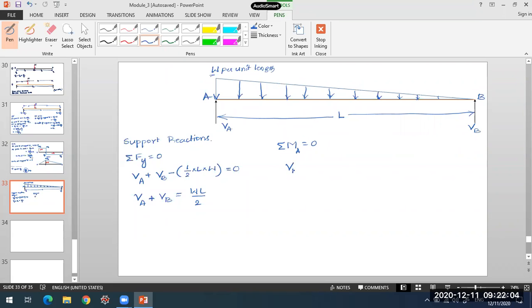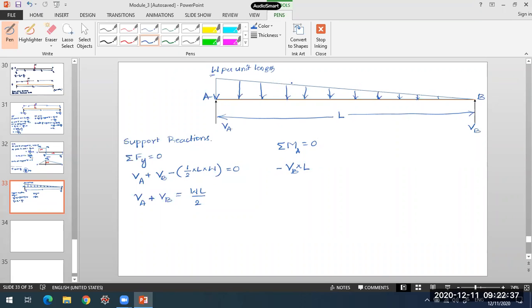VB has an anti-clockwise moment about point A. It will try to rotate the beam in anti-clockwise direction, this reaction. So what is the distance I have to multiply for getting the moment? This is L. From point A, it is at a distance of L. So it is minus VB into L, because it is anti-clockwise.